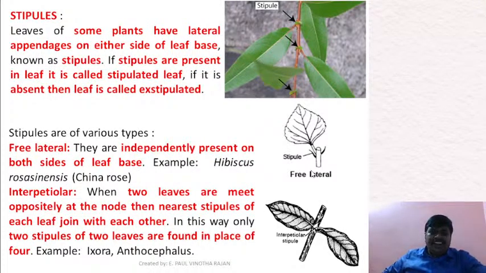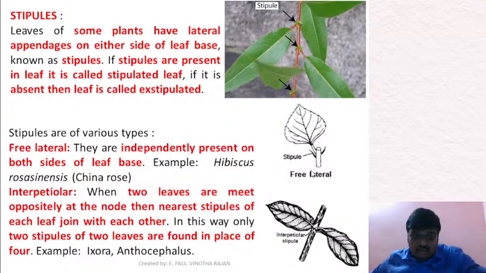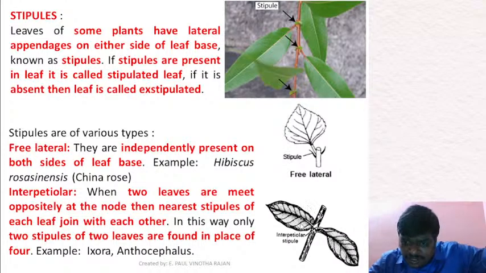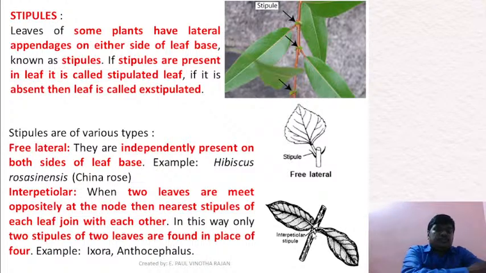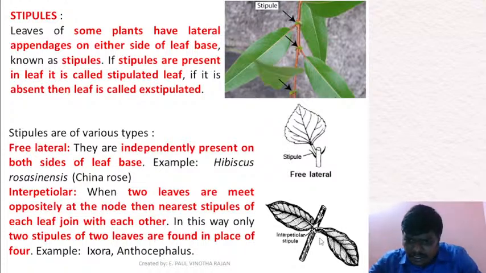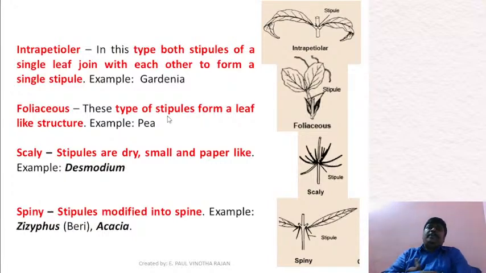And next one is called interpetiolar. That is in between the petioles. So this is the leaf, and then you have the petiole here. In between the petioles, we have interpetiolar stipules. That means 2 stipules and 2 leaves are found in a part of 4. You can see that 2 leaves are there, and on both sides you have interpetiolar stipules. This is called interpetiolar.